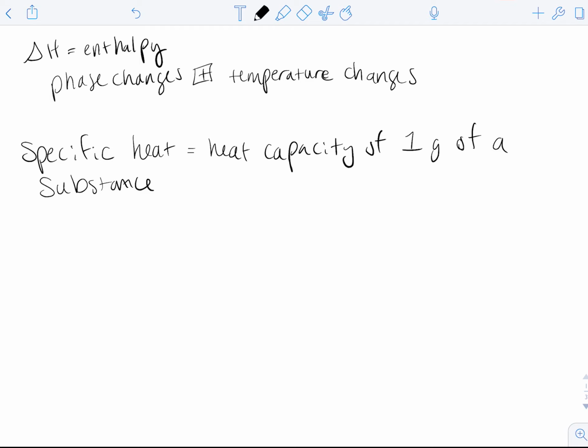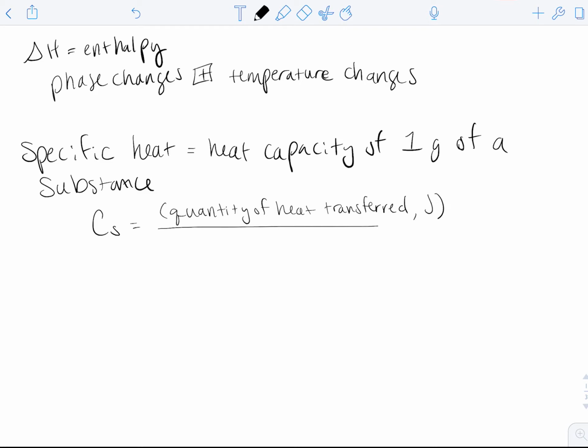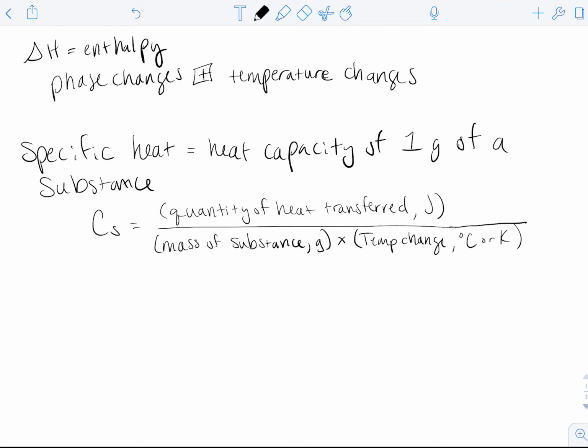To calculate specific heat, Cs is specific heat. We would take the quantity of heat transferred, and that is going to be in joules. That's going to be divided by the mass of the substance in grams times the temperature change associated with this heat transfer. Is it going to be in degrees Celsius or Kelvin? Doesn't matter which one. The change is what we're looking at, right? So our specific heat is equal to Q divided by mass times change in temperature.